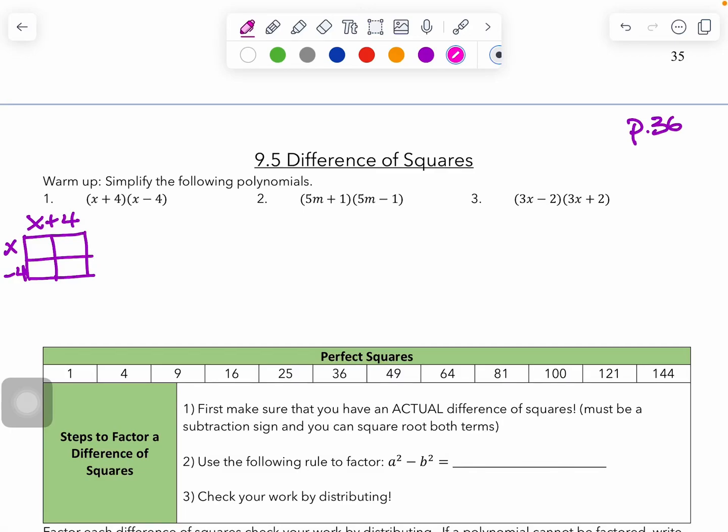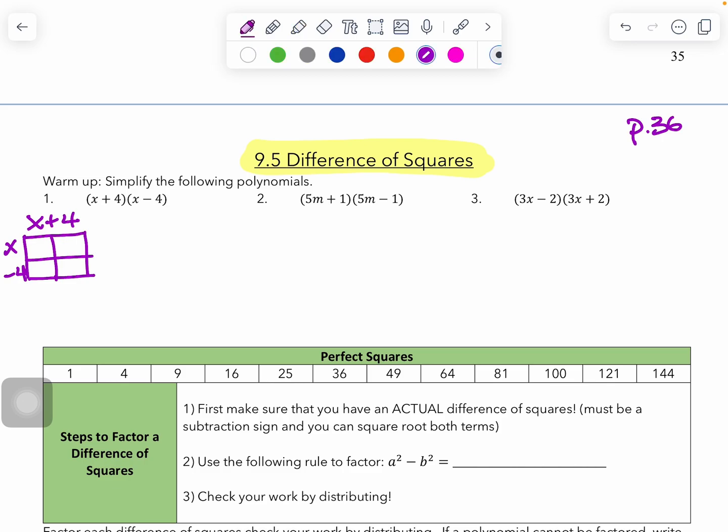Hi everybody, today we are on page 36 and we are talking about the difference of squares. This page is a little bit of, you can work it out without memorizing it, but if you do memorize it, it makes things a little bit easier. Let's start with the warm-up problems at the top.